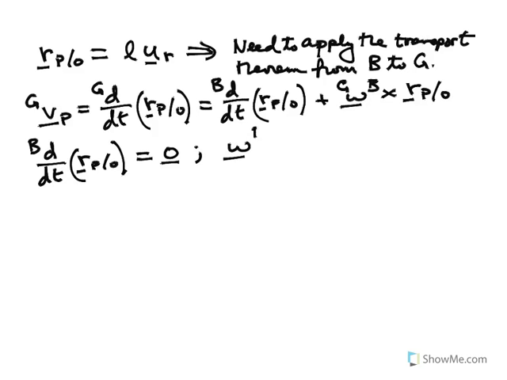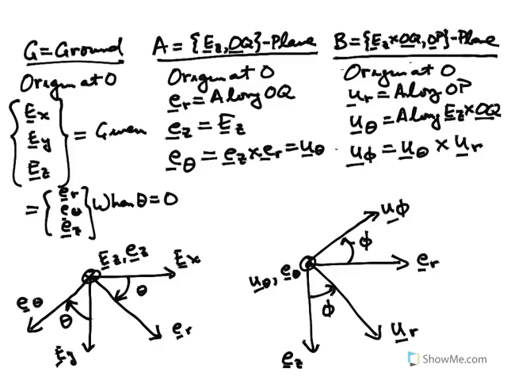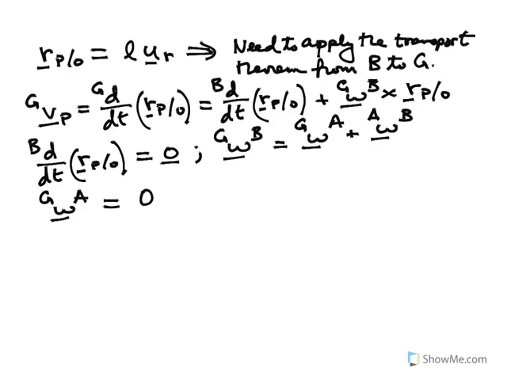So then we need the angular velocity of B in G. That's equal to the angular velocity of A in G plus the angular velocity of B in A. So let's do these. The angular velocity of A in G is equal to, well, let's go back and look at this diagram. We know that ER, E theta, EZ is fixed in A, and EX, EY, EZ is fixed in G. So you can see that the rotation by the angle theta in the direction EZ gives us the first angular velocity, which is theta dot EZ.